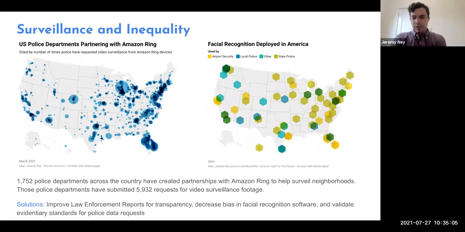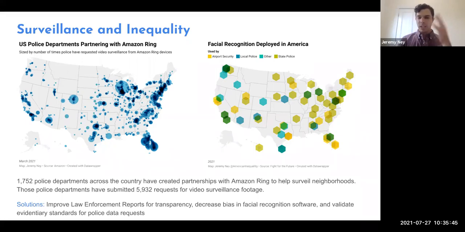So this is one of the few articles where I did not rely on a government database to gather information. This one is around surveillance and inequality. For the chart on the left, I built a Python web scraper to find every Amazon Ring police partnership in America. Amazon Ring makes those smart doorbells you've probably seen staring at you on the street. The partnerships basically say that if there's been a crime outside, the police are able to access the video footage if a partnership has been developed.